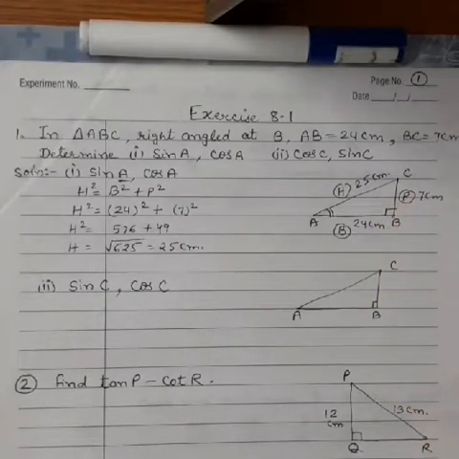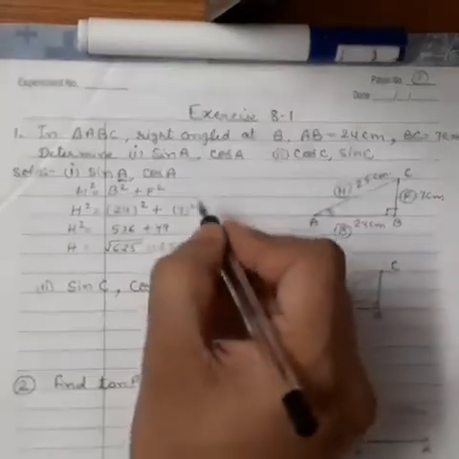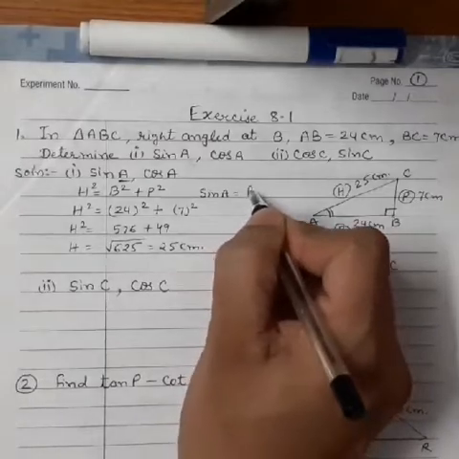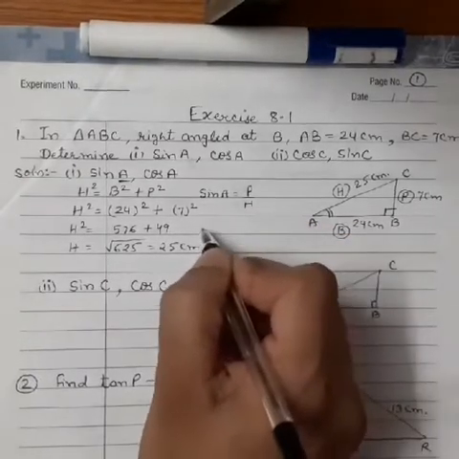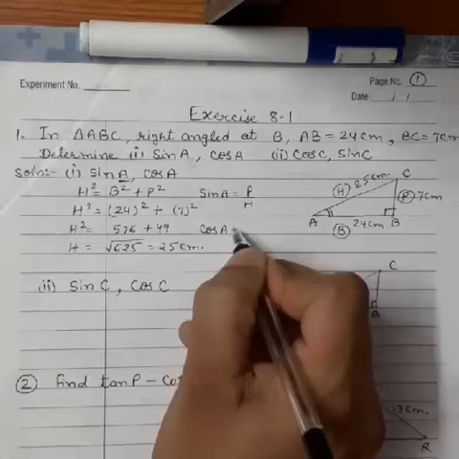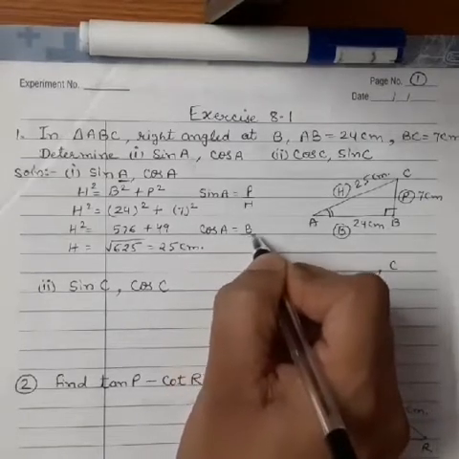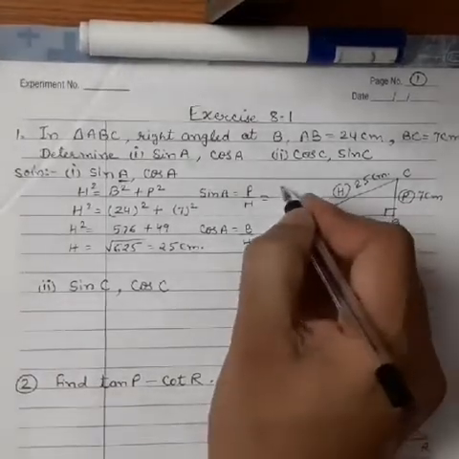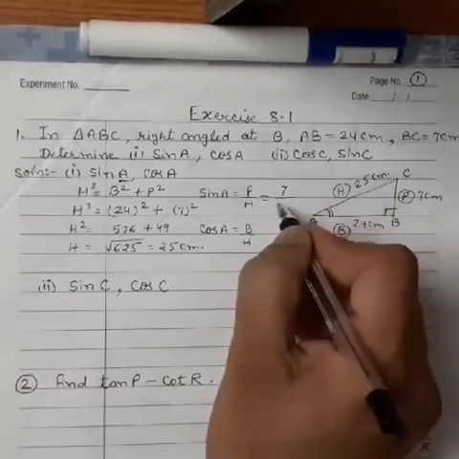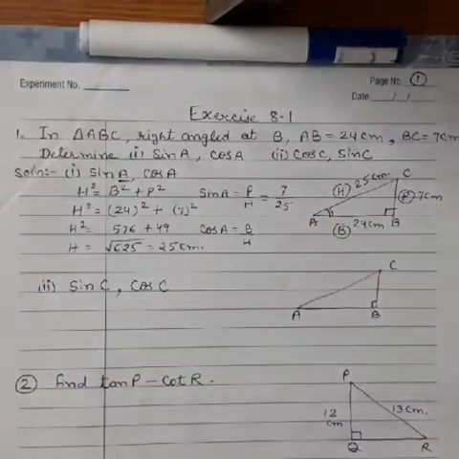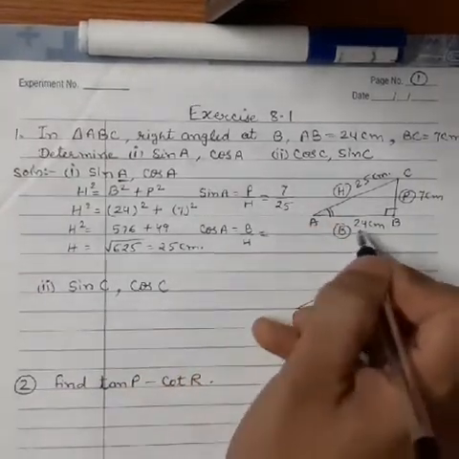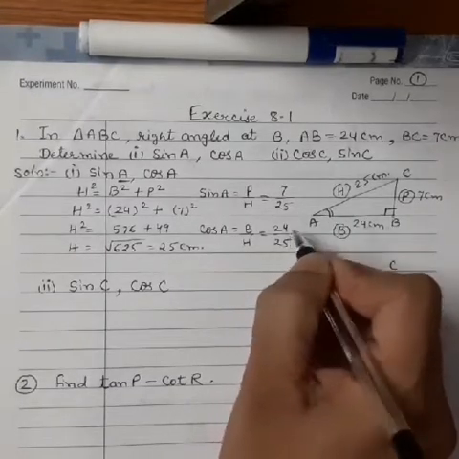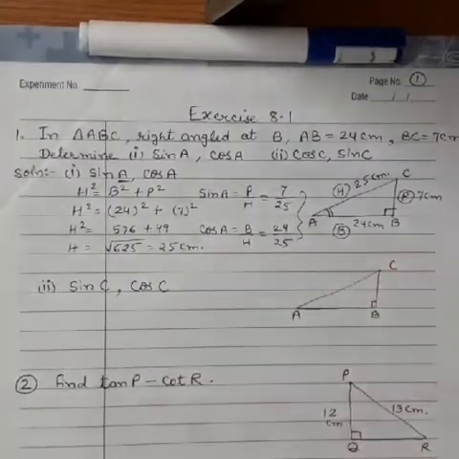Then what you have to find out? You have to find sine A and cos A. What is sine A? That is P upon H. What will be cos A? This will be B upon H. P is what here? 7. H is 25. And here B is what? 24. H is 25. So this is your first answer.